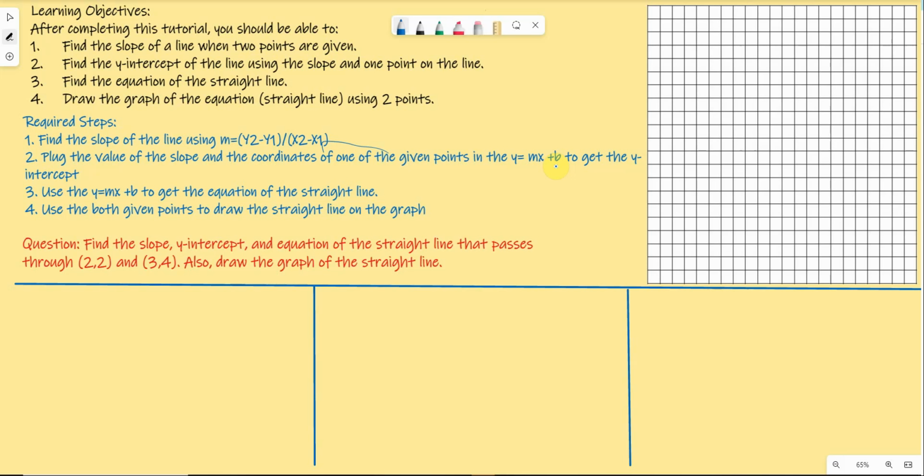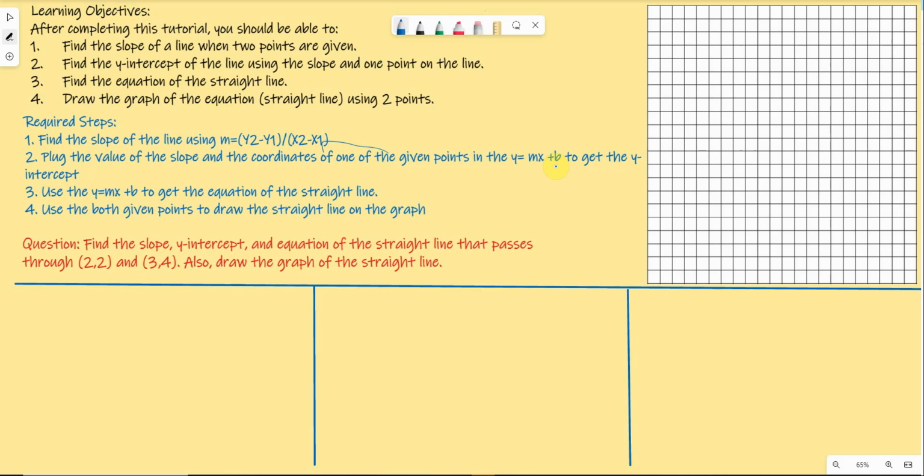Learning objectives. After completing this tutorial, you should be able to: number 1, find the slope of a line when 2 points are given; number 2, find the y-intercept of the line using the slope and 1 point on the line; number 3, find the equation of the straight line; number 4, draw the graph of the equation using 2 points.